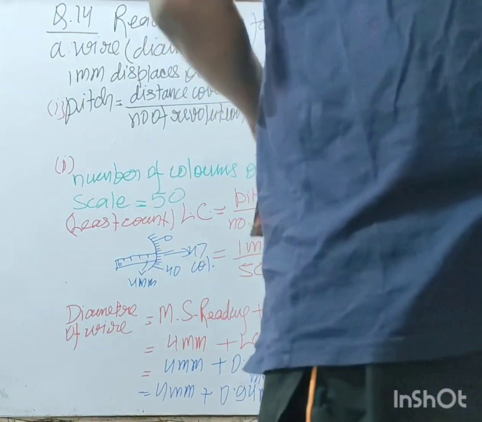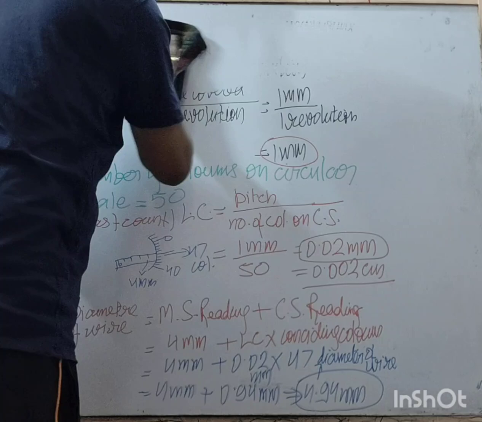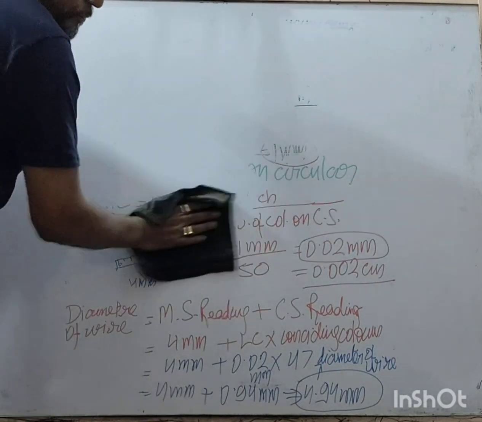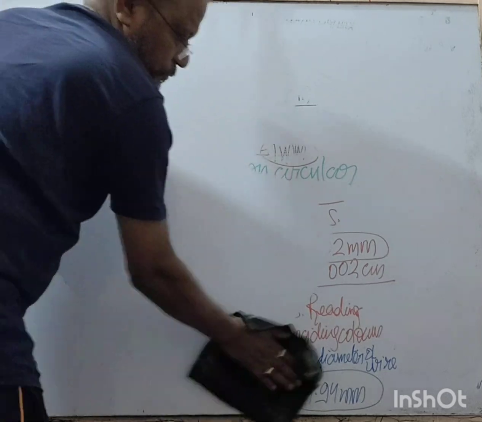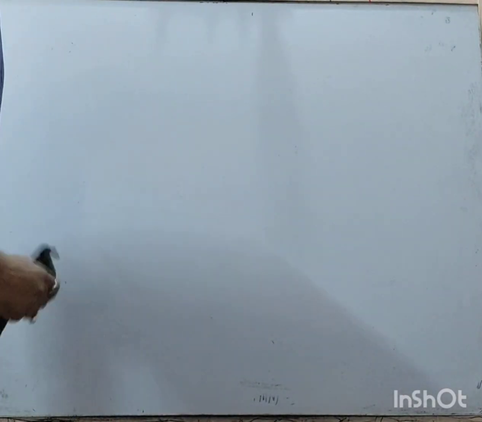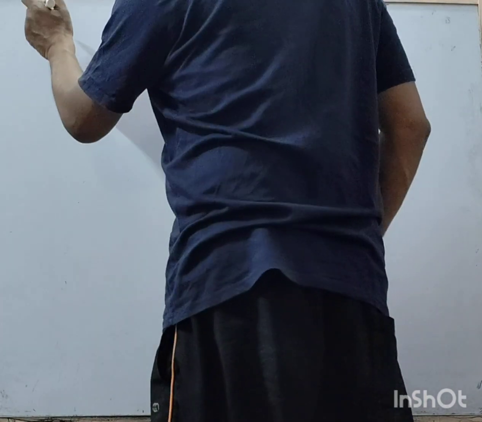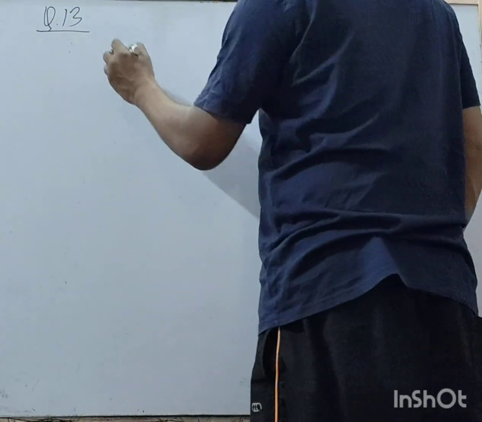What is next? 13. What is the 13th question? A screw gauge has 50 divisions on its circular scale, and its screw moves by 1 millimeter on turning it by 2 rotations. Okay, wait. Question number 13.